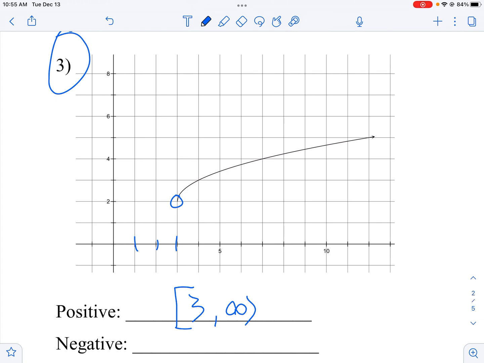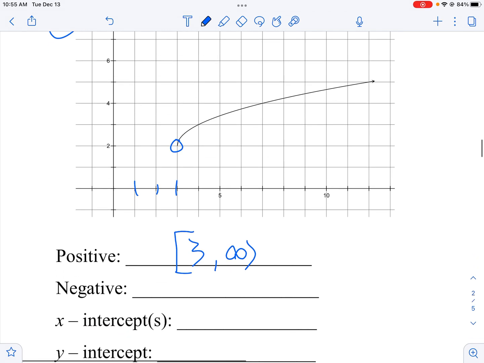It's a little bit different, but it doesn't hit the x-axis there, being 0. It is a positive y value of 2. And so there's my positive interval. Since it's positive everywhere, that means it's negative nowhere, and so we could put NA or none. There are no intervals where it's negative.